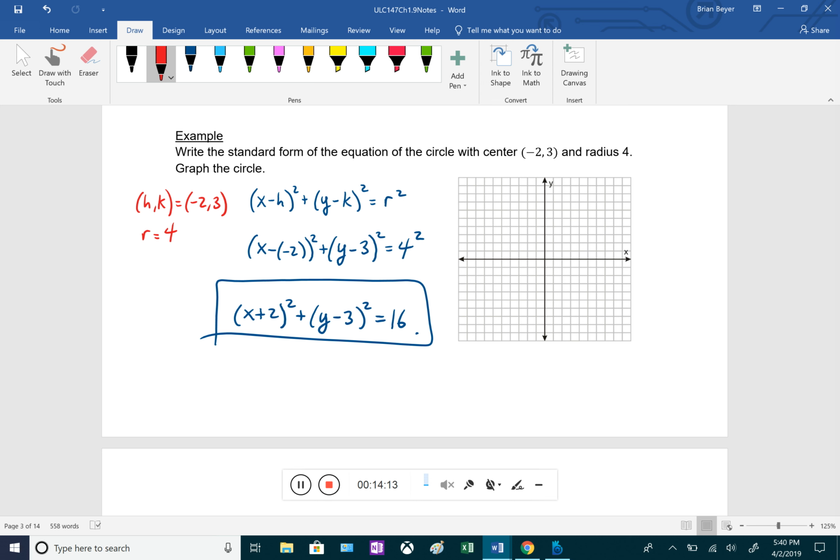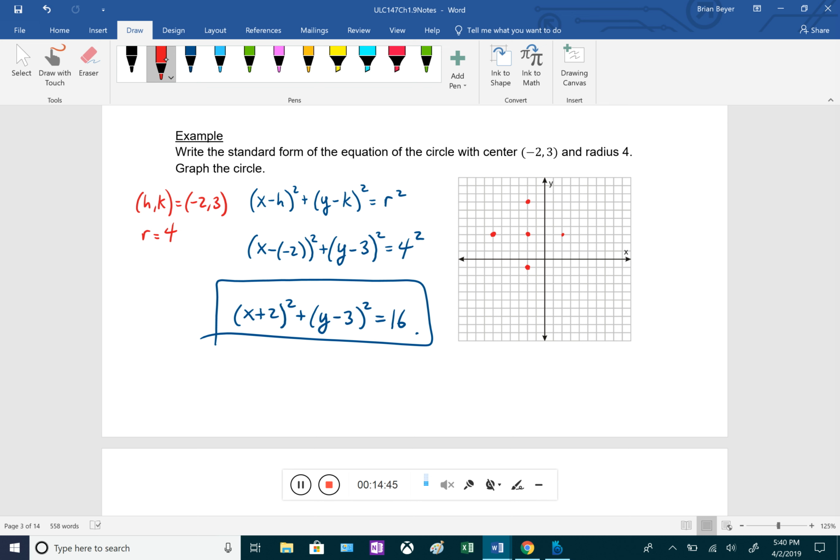So let's graph it. So we have the center at negative 2 comma 3. So that's going to be right here. So the center is technically not part of the circle. It's just the point that we use to help us graph it. So the way that I like to graph these, radius of 4, you go to the center of the circle, and then we can go up 4 from that center, 1, 2, 3, 4. Put a dot, we go to the left 4, 1, 2, 3, 4, put a dot, down 4, and to the right 4.